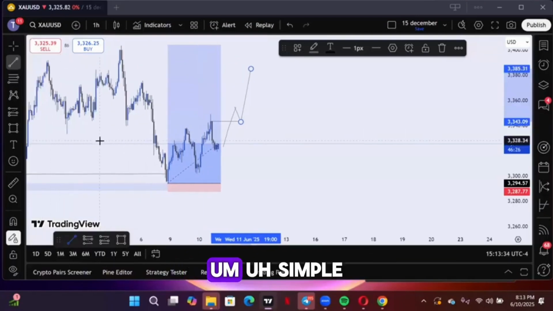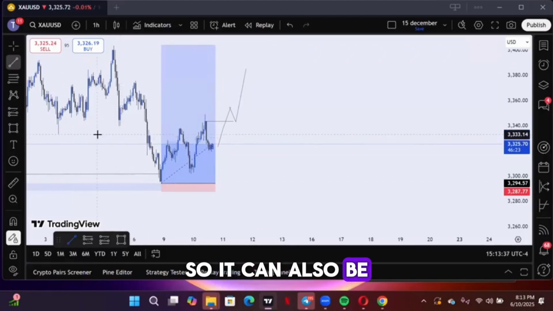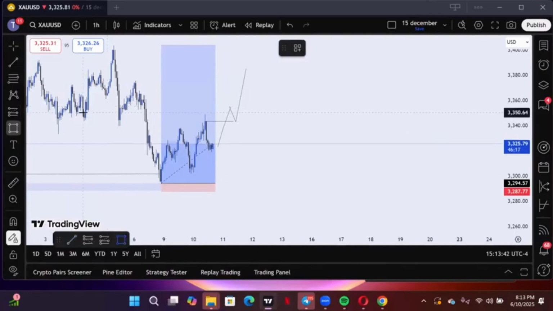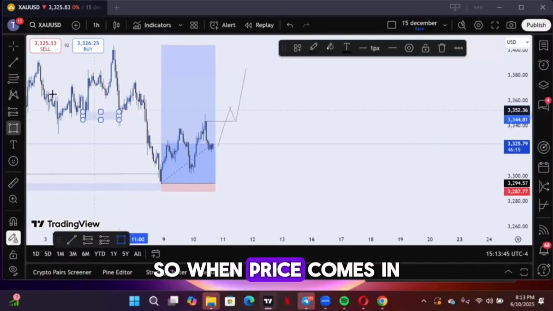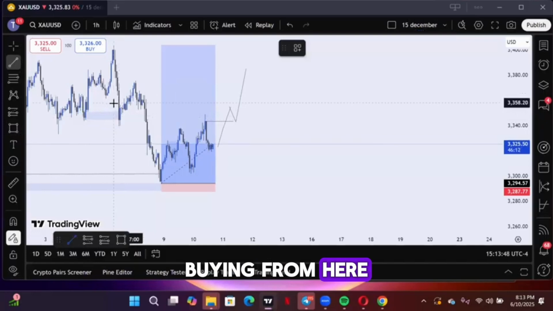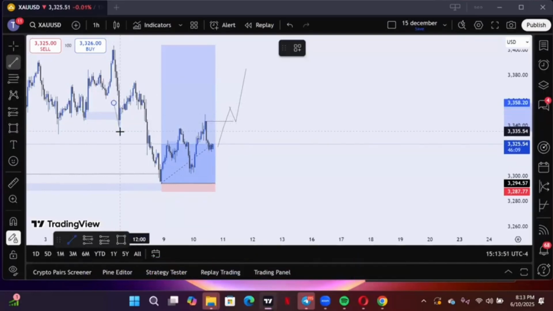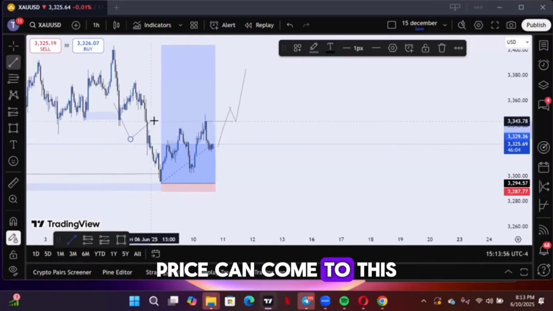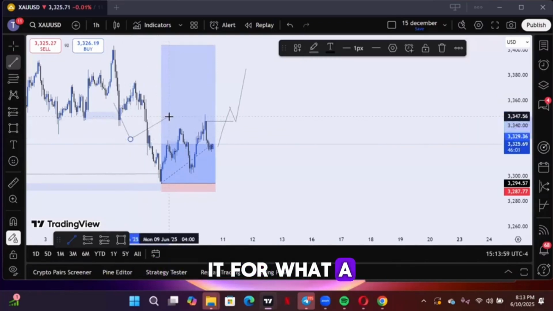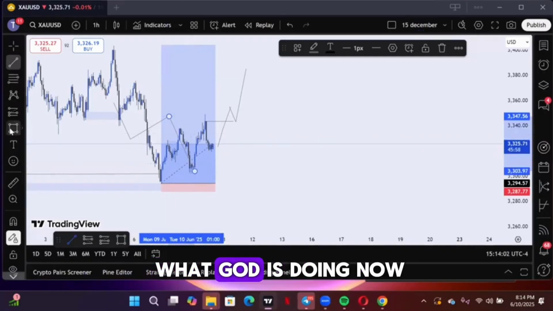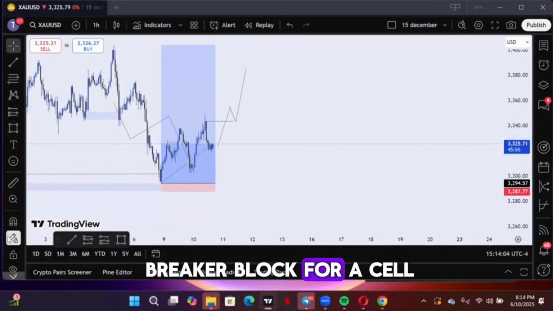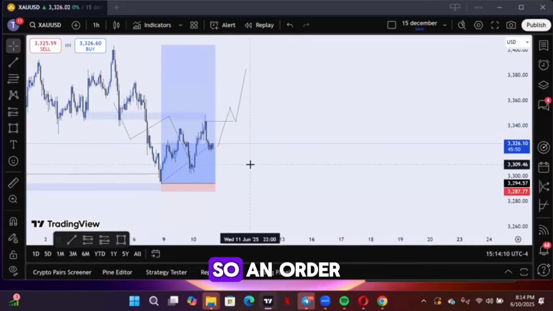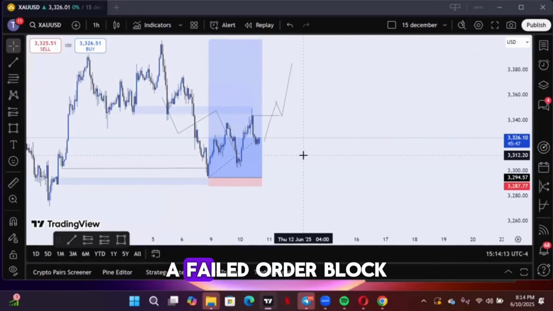So it's basically simple. In this case, market does not have to engulf the candle. It can be this. This right here is an order block. So when price comes in, and instead of buying from here, price fails to buy from here, do you understand? And breaks this zone. Eventually, if market gives you inducement, later price can come to this breaker and use it for a sell instead. I think that's currently what gold is doing now. It is respecting this breaker block for a sell. That's why market made this retracement to the downside that it just did. Do you understand? So a breaker block is a failed order block.